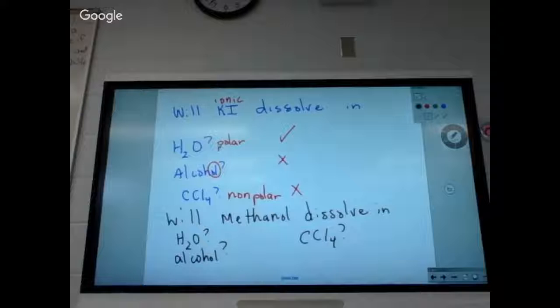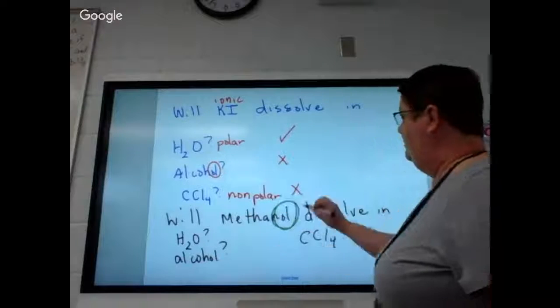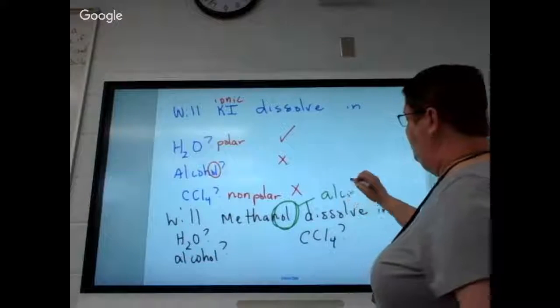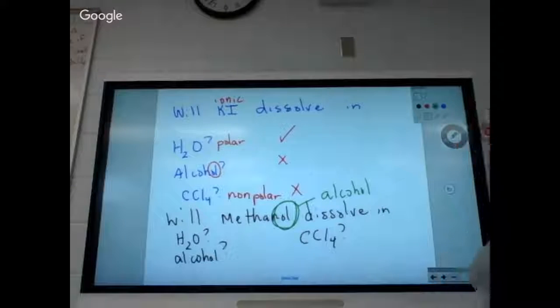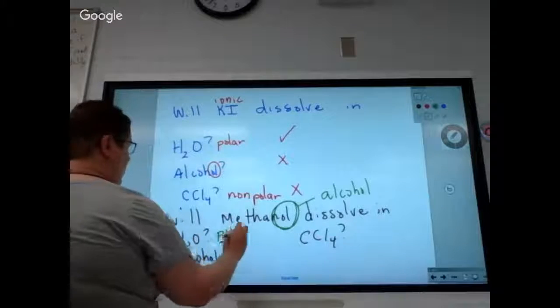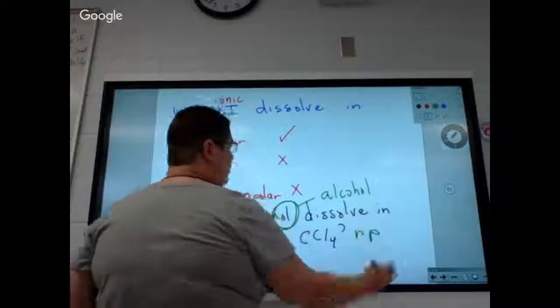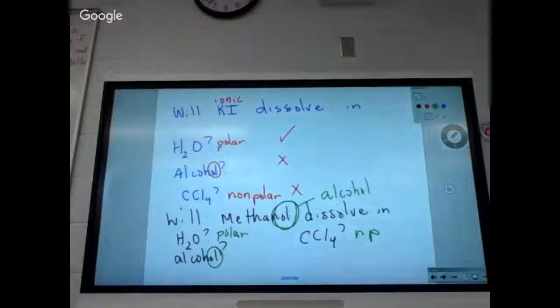All right, so what can you tell me about methanol? It's an alcohol because it ends in OL. That tells you it's an alcohol. What can you tell me about water again? It's polar. And this one was non-polar. So what will the alcohol dissolve in? Every bit of it. The only thing alcohol won't dissolve is what?